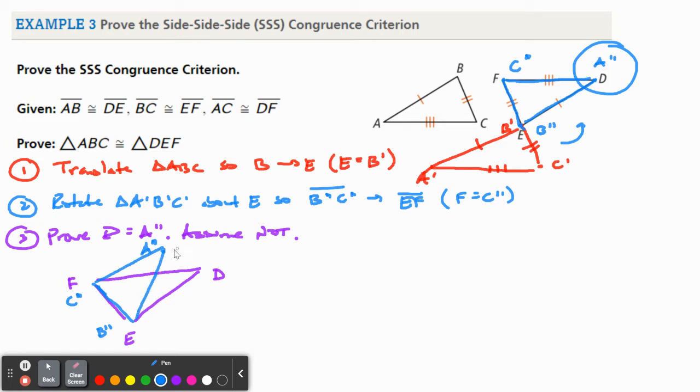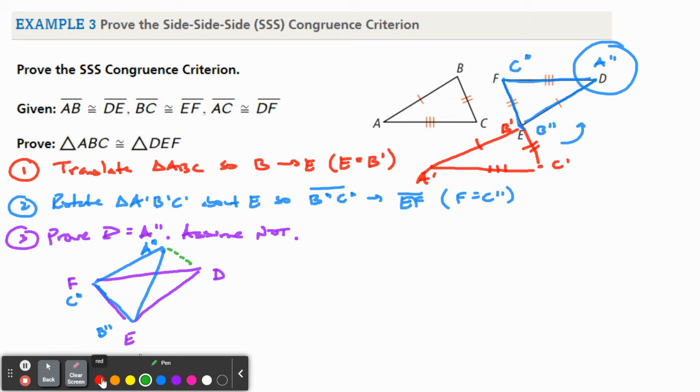So again, we're assuming right now that these 2 triangles do not completely map onto each other. All right. So in doing this, the proof's going to need us to connect A double prime to D double prime. And let me put the congruences on there from the original picture.